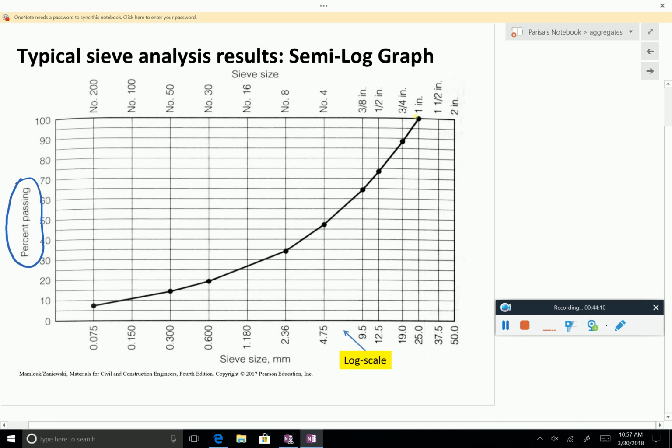So the largest size here, everything passes through, so 100% is going through. And then as you go to the smaller size, you have less and less percent passing. And that's how a gradation curve typically looks like.